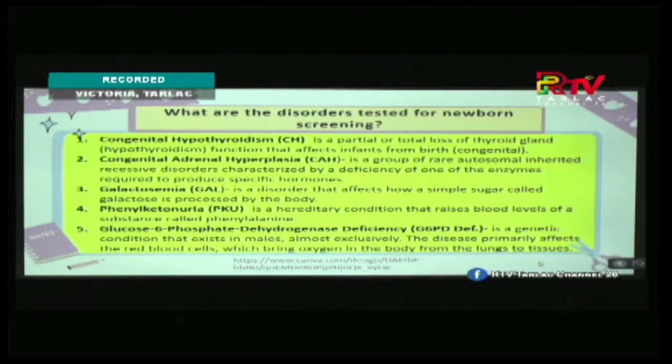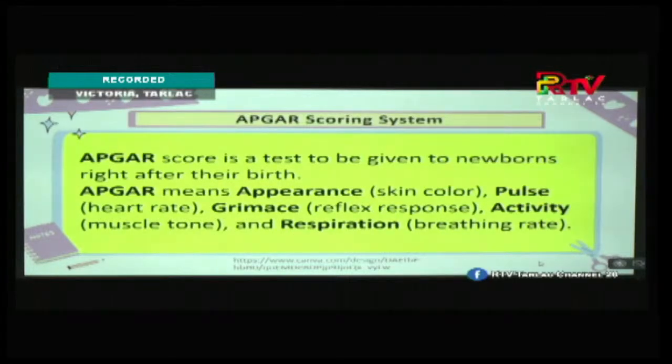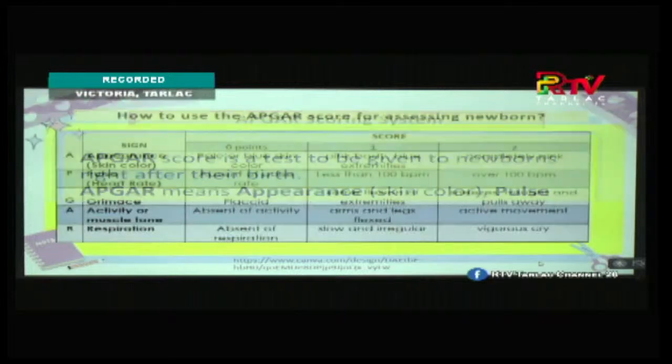Moving on to the APGAR scoring system. APGAR score is a test to be given to newborns right after their birth. APGAR means appearance or skin color, pulse or heart rate, grimace or reflex response, activity or muscle tone, and respiration or breathing rate. How to use the APGAR score for assessing a newborn?